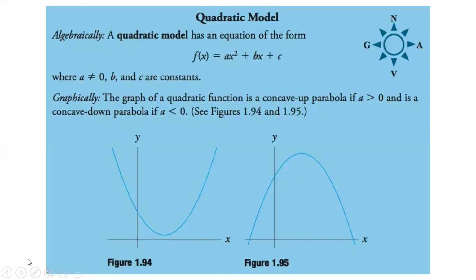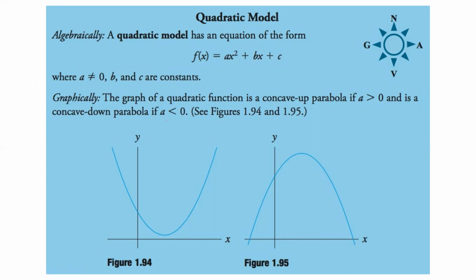Now, a quadratic model is going to be in the form ax squared plus bx plus c. Now, a cannot be 0 because if it is, then we lose the quadratic part. And then b and c are just constants. And a will be a constant too, but it just can't be that 0 constant.